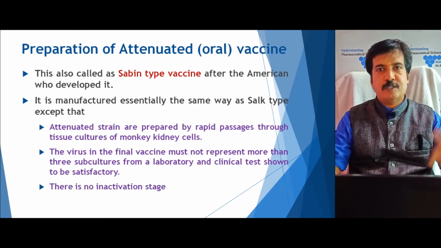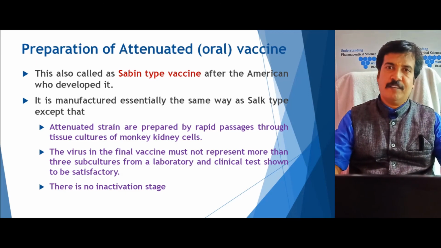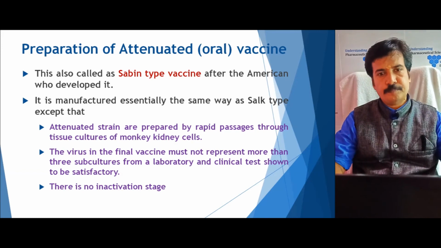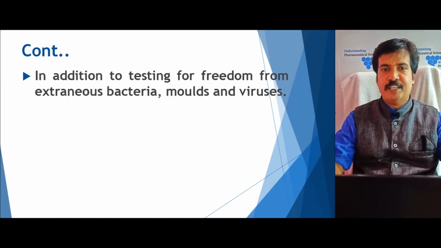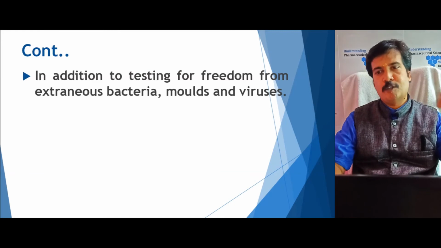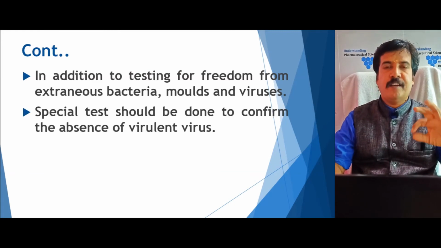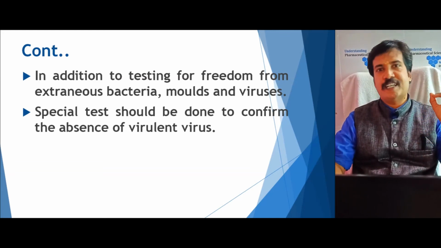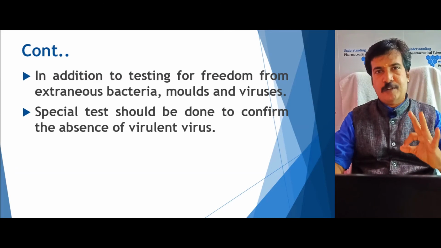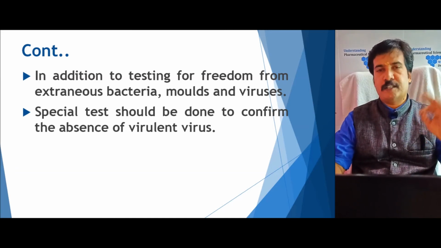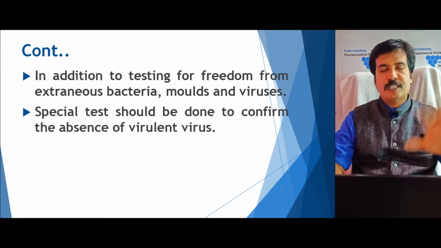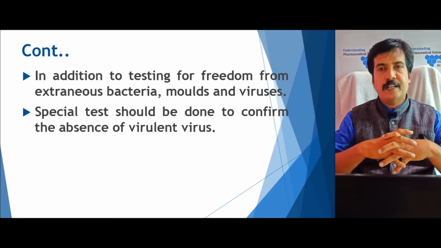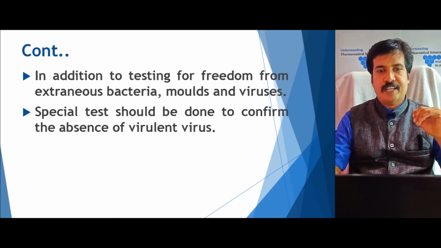In this case there is no inactivation stage. In the Salk vaccine, we inactivate with the help of formaldehyde. So after preparation we will generally check for the presence of bacteria, molds, fungus or viruses. Then a special test is carried out to check whether any virulent strain is there or not, because after attenuation, if a single virulent strain is there, that is also problematic for us. So this is all about the production of both the killed vaccine as well as the attenuated vaccine.